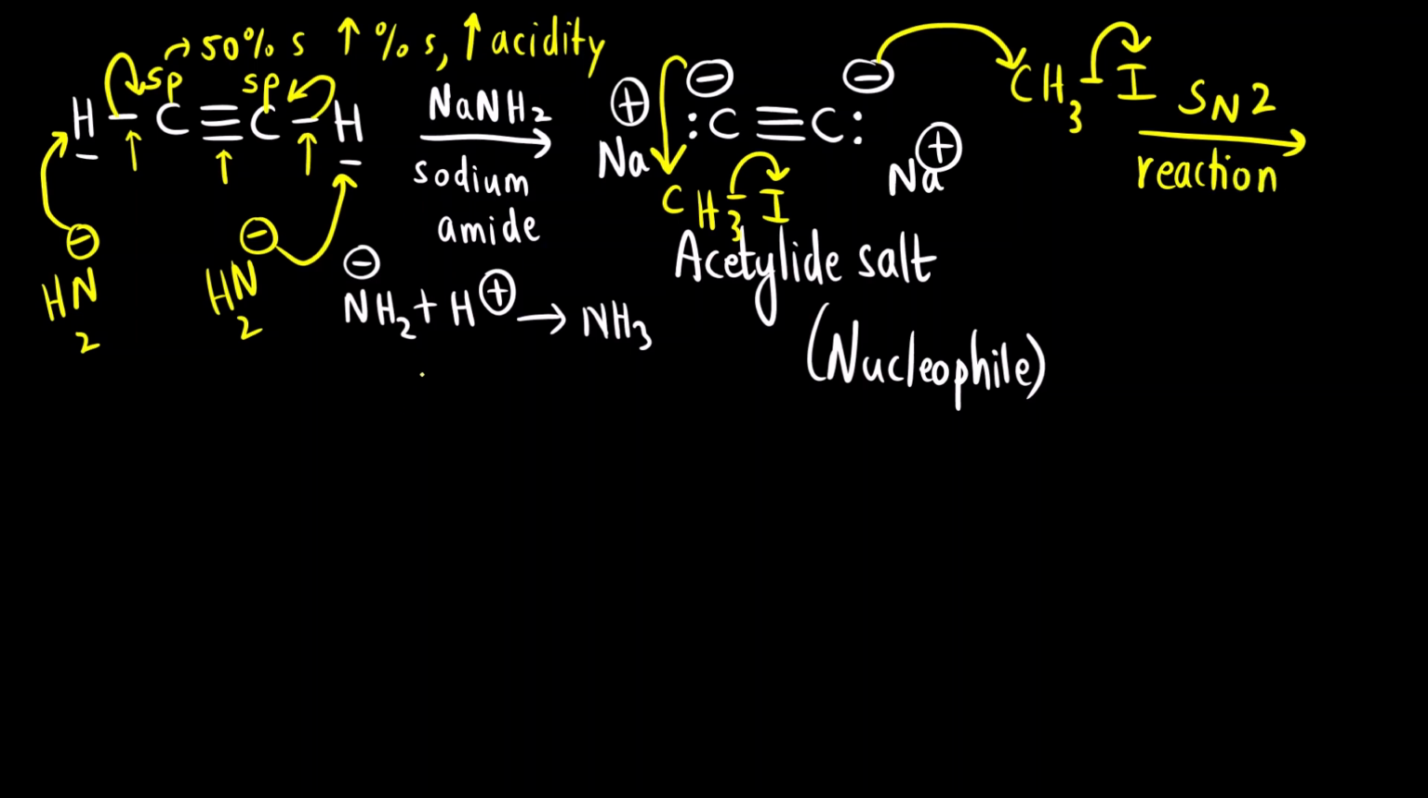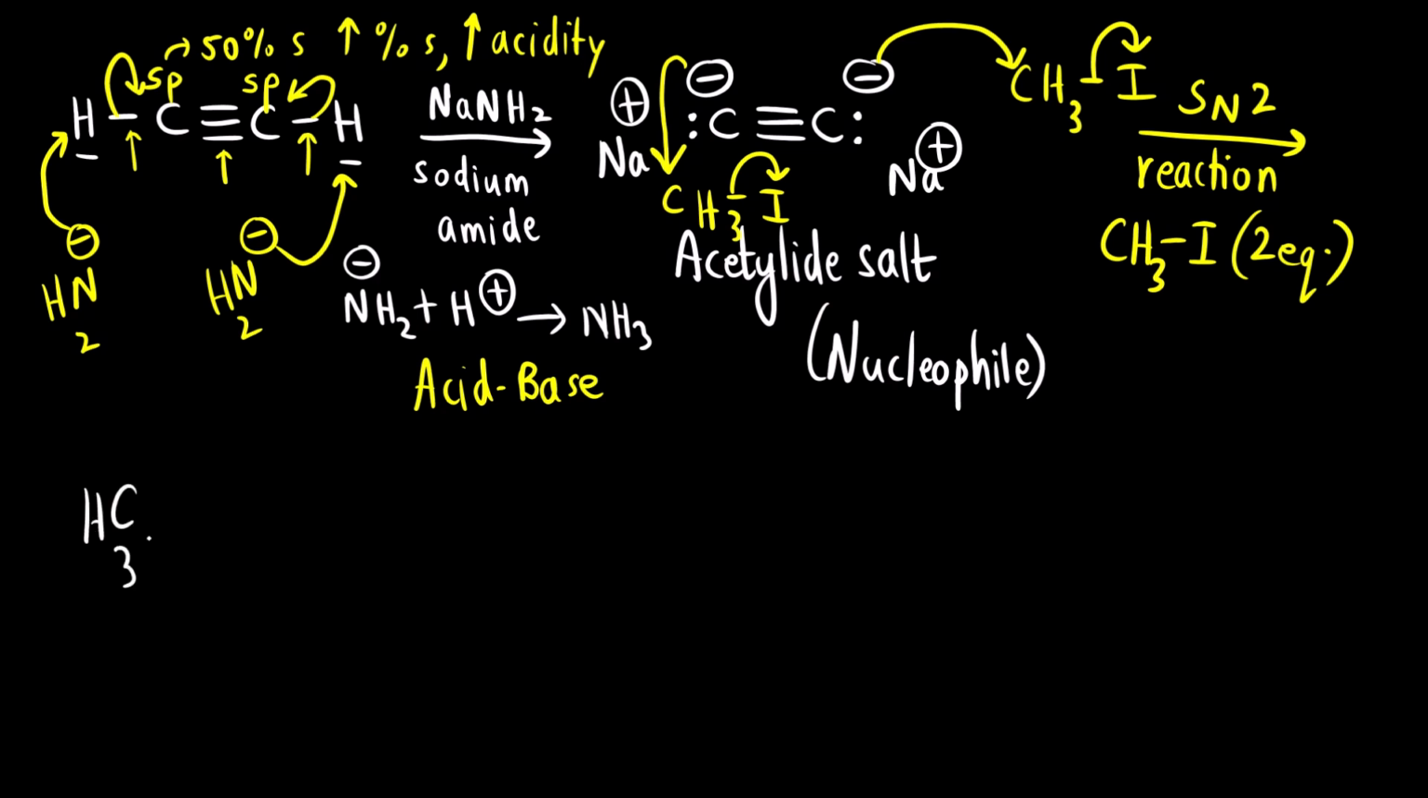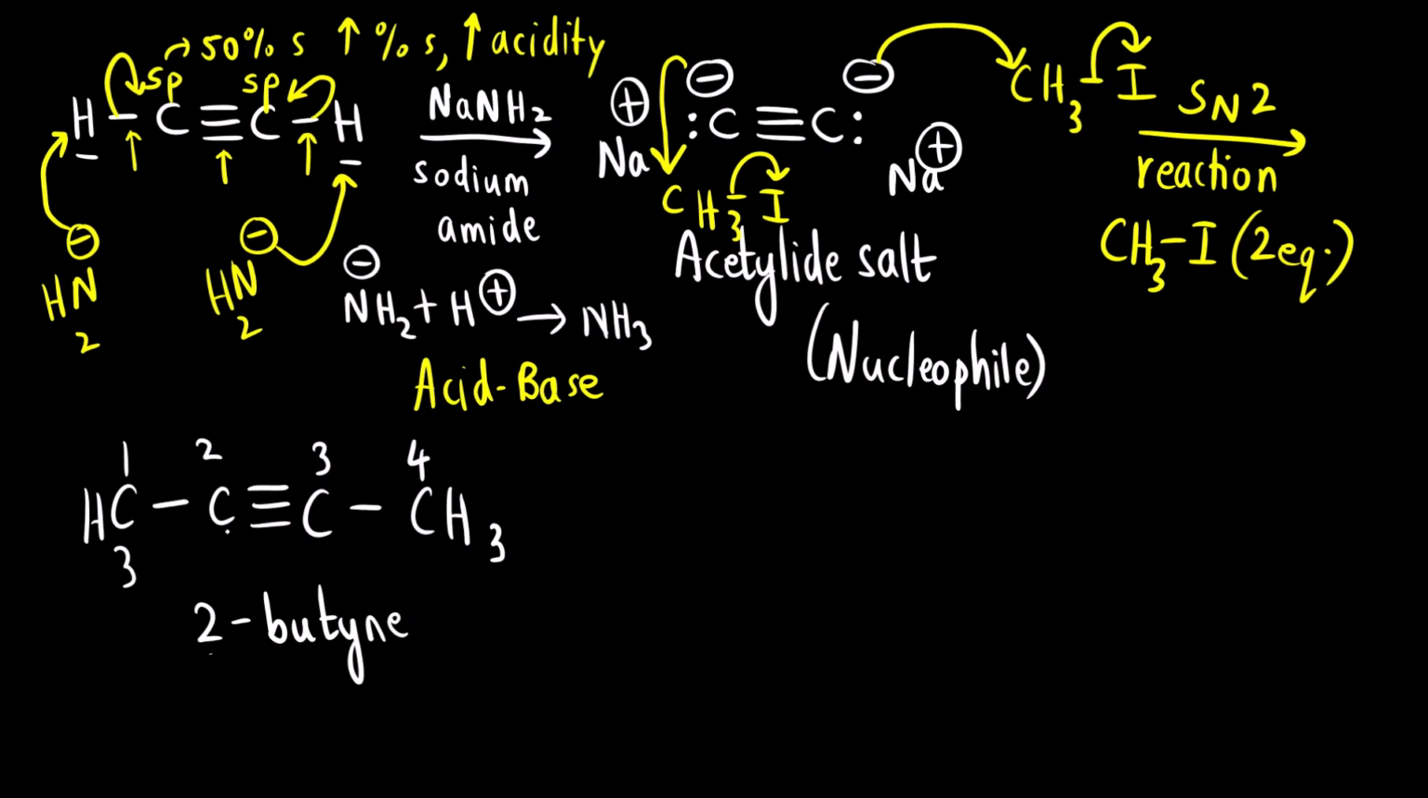What was the first step? This is the acid-base reaction or neutralization. Second step, here we are taking 2 equivalents of methyl iodide. One can react with one terminal of the alkyne, and the other methyl iodide can react with the other terminal of the salt. So what we have got now is a 4 carbon compound: 1, 2, 3 and 4. So this is 2-butyne, 2, because at the second position there is a triple bond.